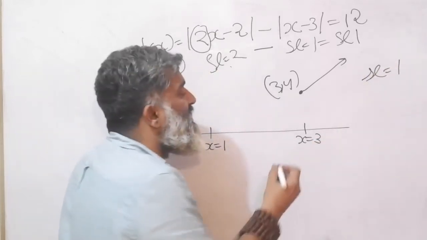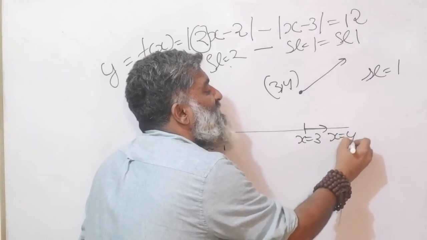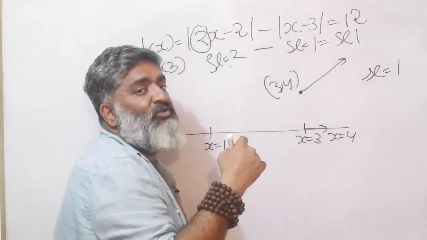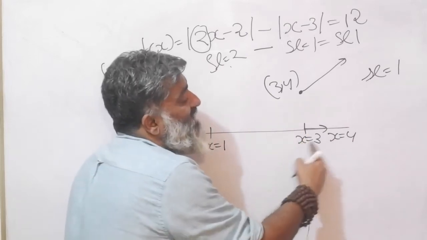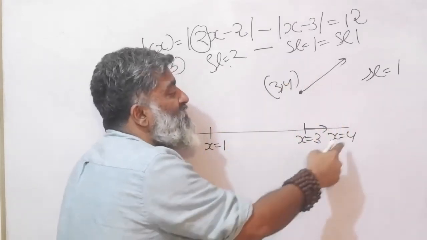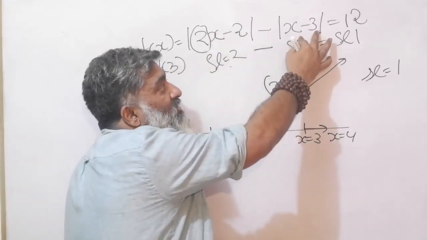What does that mean? It means if you change x by 1 unit, say if you put x is equal to 4, what do you think the value of y is going to be? The value of y is going to be 5. Why? Because x has changed by 1, y will also change by 1. Just to be doubly sure, put 4 here. 2 4s are 8 minus 2, 6. 4 minus 3, 1.